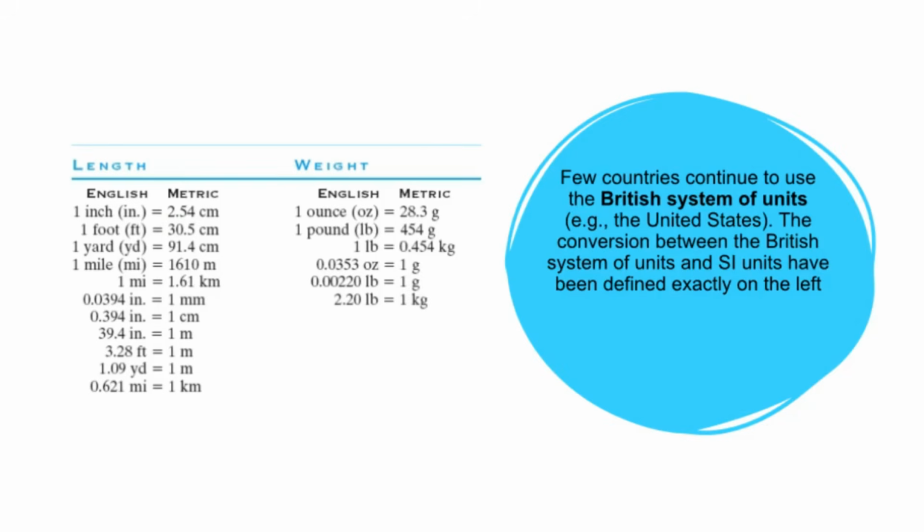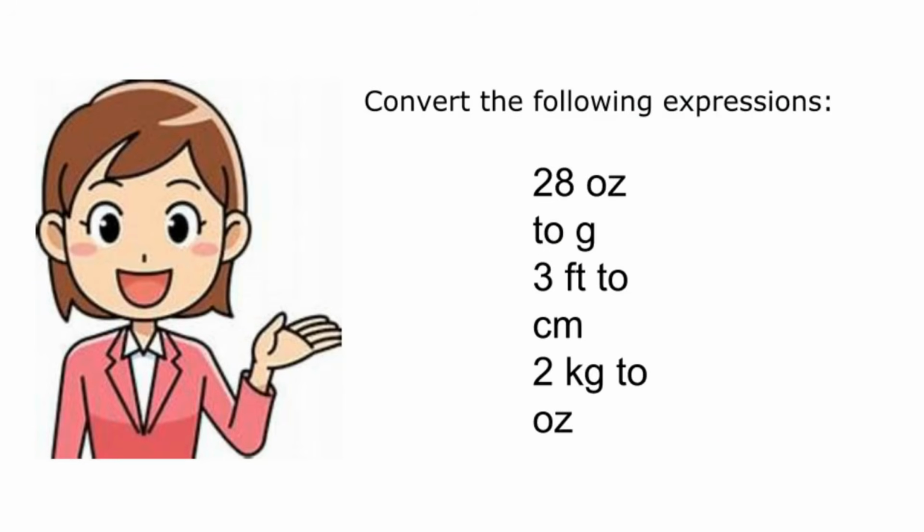Today, few countries continue to use the British system of units like in the United States. The conversion between the British system of units and SI units have been defined exactly on the left. We have English to metric conversions for both length and weight. Let us now try to convert some expressions.